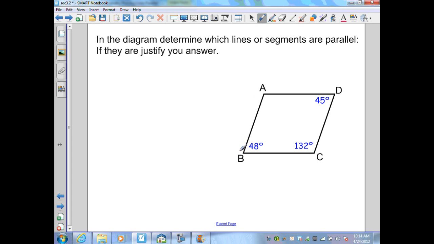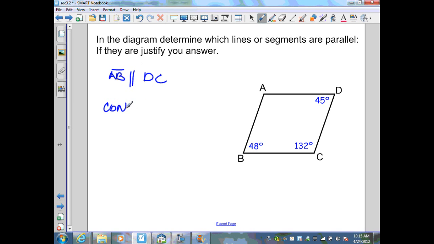The other two lines that help form those angles are AB and DC. If same side interior angles are supplementary, then the two lines cut by the transversal are parallel. So this is the converse of the same side interior angle theorem.